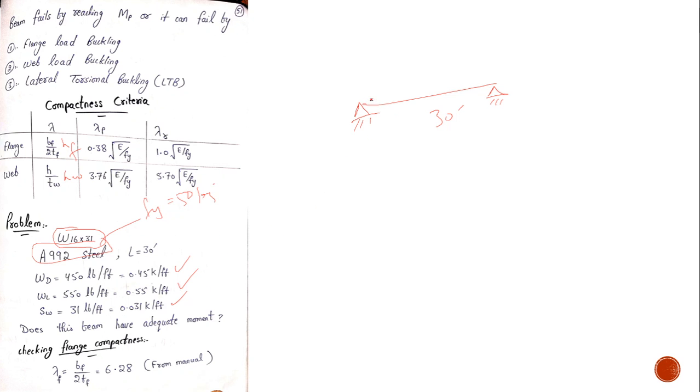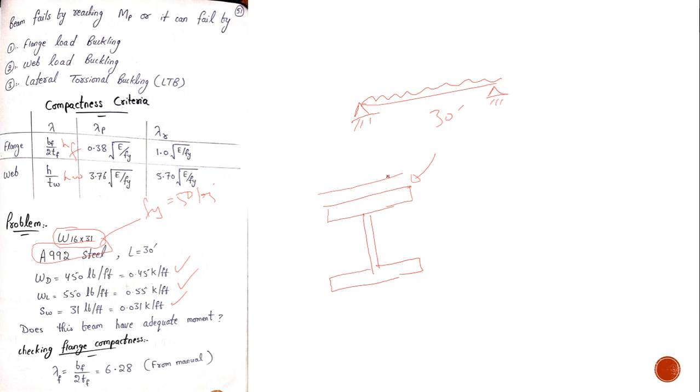You should assume that these loads are UDL because you are not given any point load, and you should know that dead load and live loads are distributed uniformly on the span of the beam. So I have to check the compactness of the flange first, because the flange is the first component of a W section or beam which is subjected to moment or loads. I have to check the compactness or slenderness. These are one and the same thing. Then I have to check the slenderness or compactness of the web.